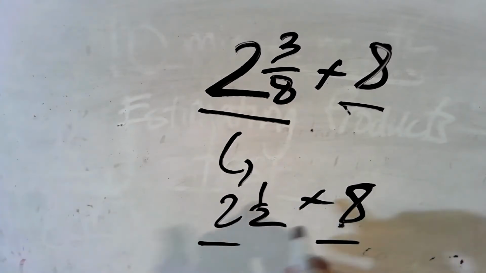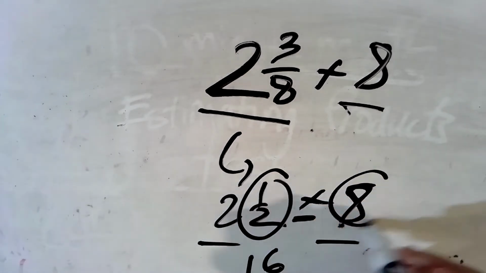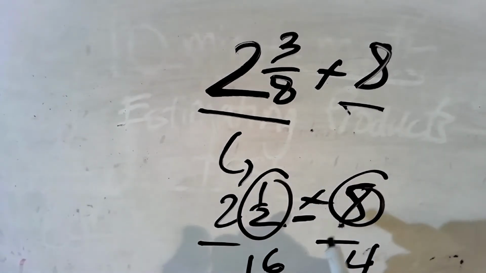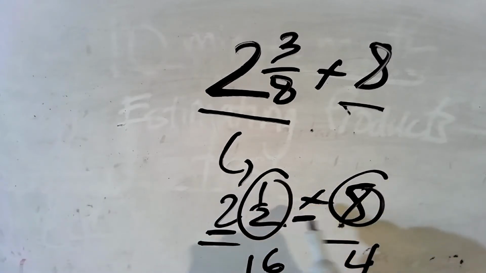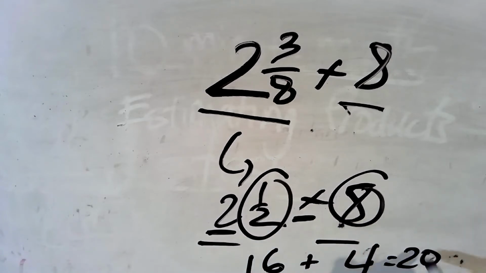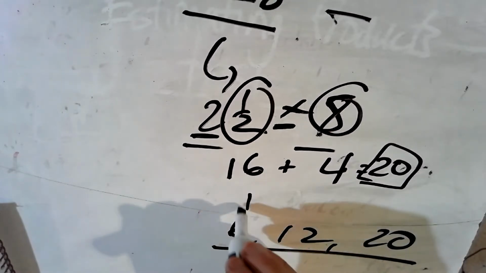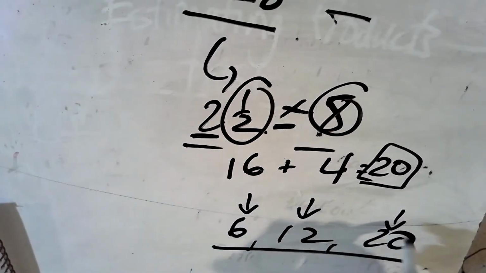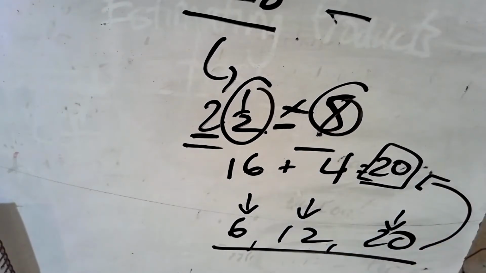So I know 2 times 8 is 16, and 1/2 of 8 is 4. I put them together, I get 20. I bet that's one of the options. Let's find out. Sure enough, I looked at the book, and the options were 6, 12, and 20. So the best estimate, of course, would be 20, which was my estimate to begin with.